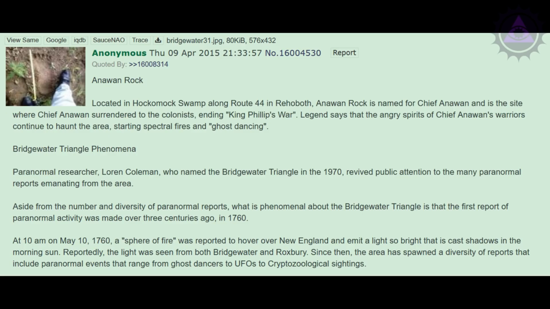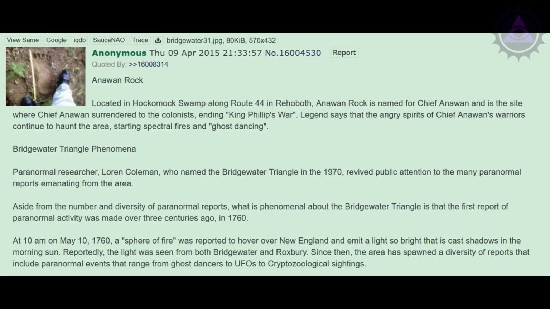Anawan Rock. Located in Hockomock Swamp along Route 44 in Rehoboth, Anawan Rock is named for Chief Anawan and is the site where Chief Anawan surrendered to the colonists, ending King Philip's War. Legend says that the angry spirits of Chief Anawan's warriors continue to haunt the area, starting spectral fires and ghost dancing. Bridgewater Triangle phenomena. Paranormal researcher Loren Coleman, who named the Bridgewater Triangle in the 1970s, revived public attention to the many paranormal reports emanating from the area.